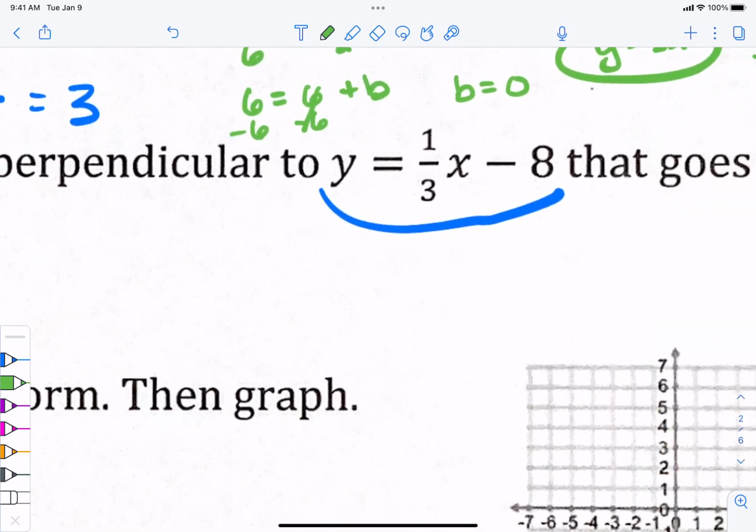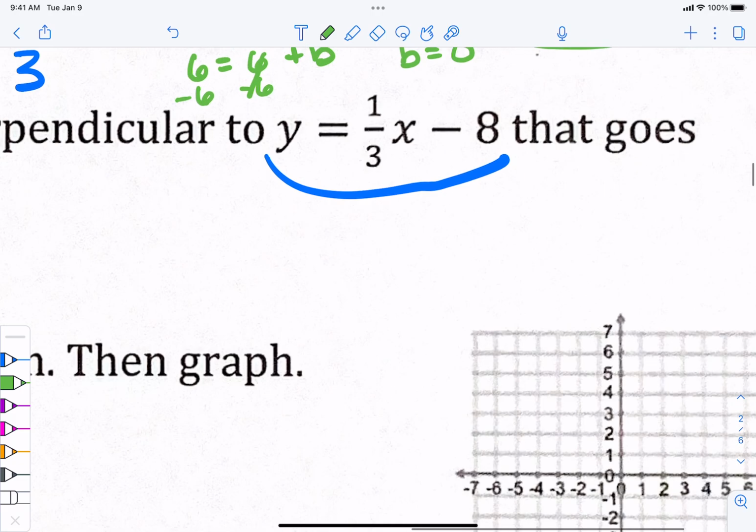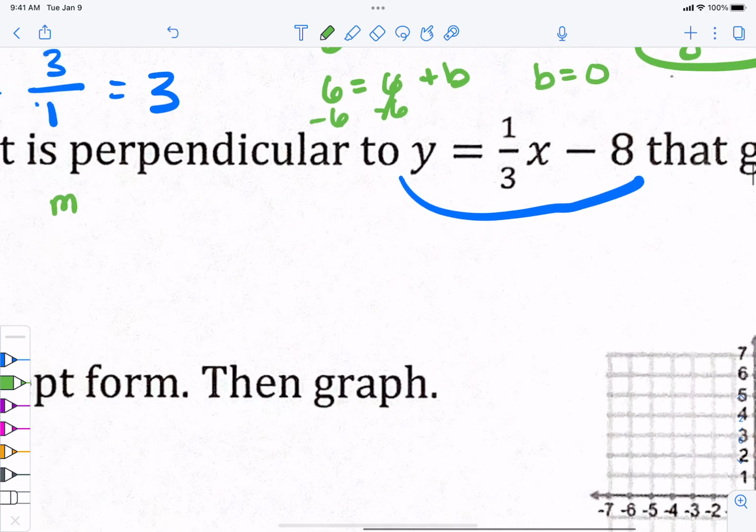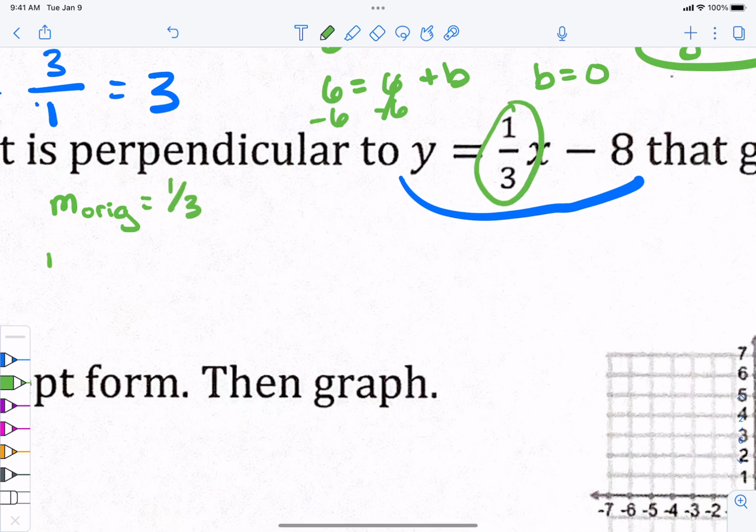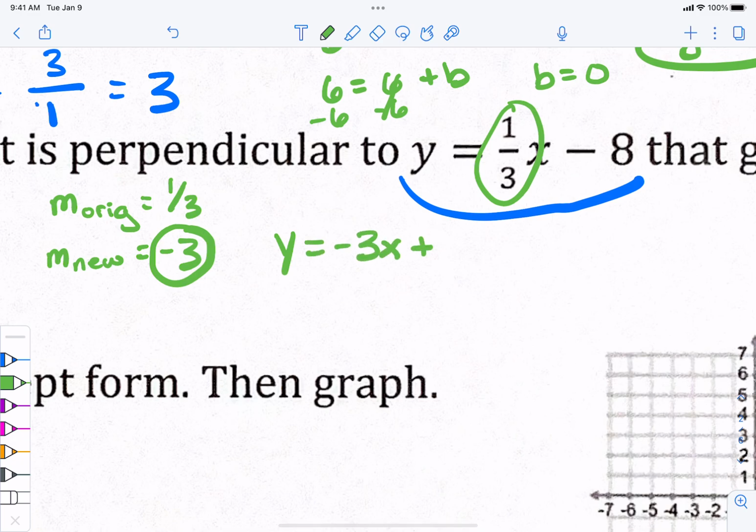All right, so for number 12, they give me this equation, okay? And that's my original equation, and I want to know what the original slope is. So what's the original m? What's the m of that thing? M of this original is 1/3. What do I want my new m to be if I want it to be perpendicular? -3, right? You have to flip it, which becomes 3, and it has to be negative. So I want to use an m that's -3, right? So I'm going to do y equals -3x plus what?